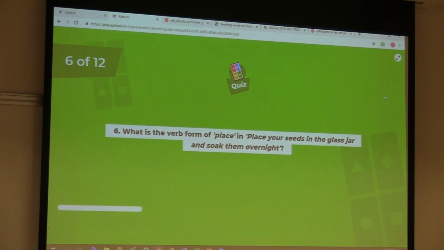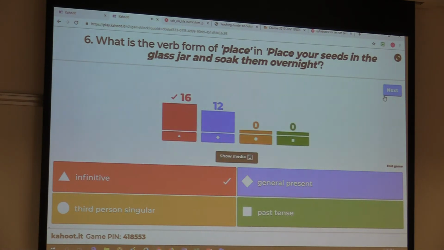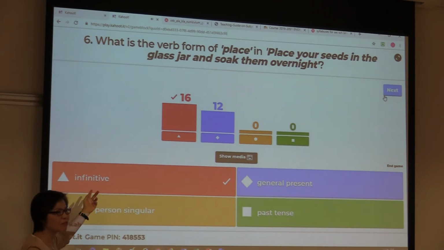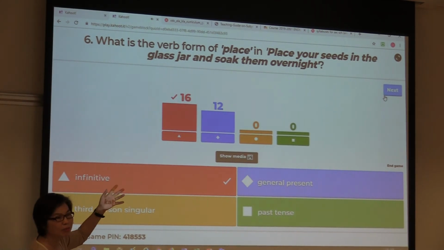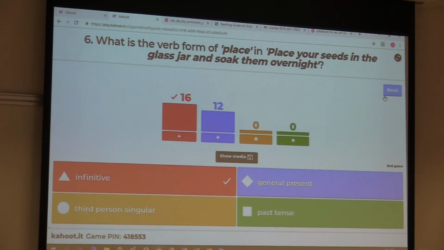What is the verb form of place? Place your seeds in the glass jar and soak them overnight. Infinitive. Base verb form. Place. Stand up. Keep quiet. Place your seats somewhere. But some of you will put down general person.